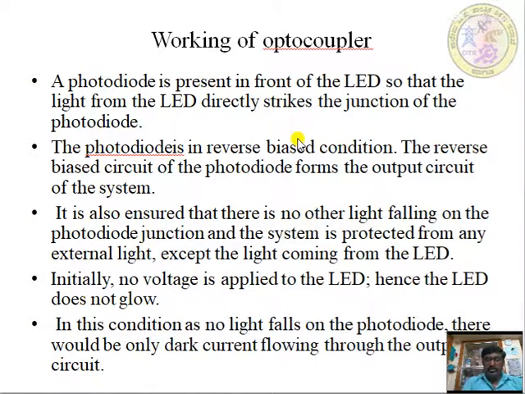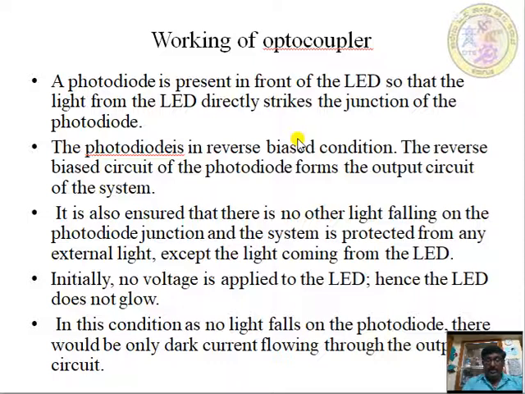The photodiode is in reverse bias condition. The reverse bias circuit of the photodiode forms the output circuit of the system. It is also ensured that there is no other light falling on the photodiode junction, and the system is protected from any external light except the light coming from the LED, because whatever light, radiation or heat the photodiode receives, it will just start operating. So the care to be taken is that only the LED light should fall on that photodiode, not any other lights.